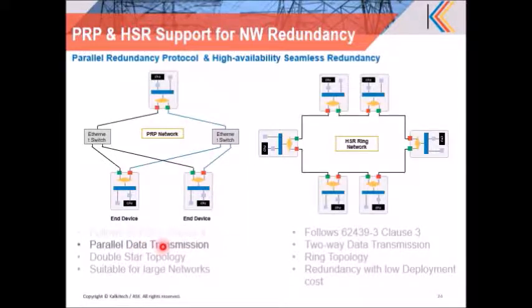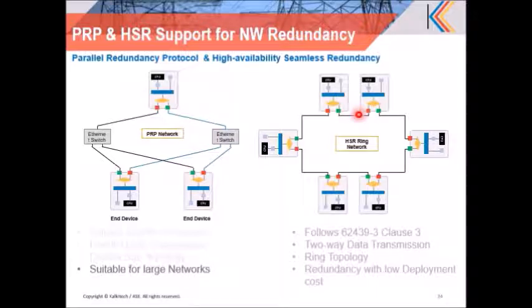Moving on to Parallel Redundancy Protocol, it is as per 62439-3 clause 4, and it is for parallel data transmission, that is, one device sends the data onto two separate networks in parallel. The frame that is received first is forwarded, and the second one is treated as a duplicate and discarded. So when one network fails, the data is still available from the other network, and completely bumpless redundancy is ensured. This is for the double star topology, suitable for large networks, and you need at least two separate networks to enable the Parallel Redundancy Protocol.